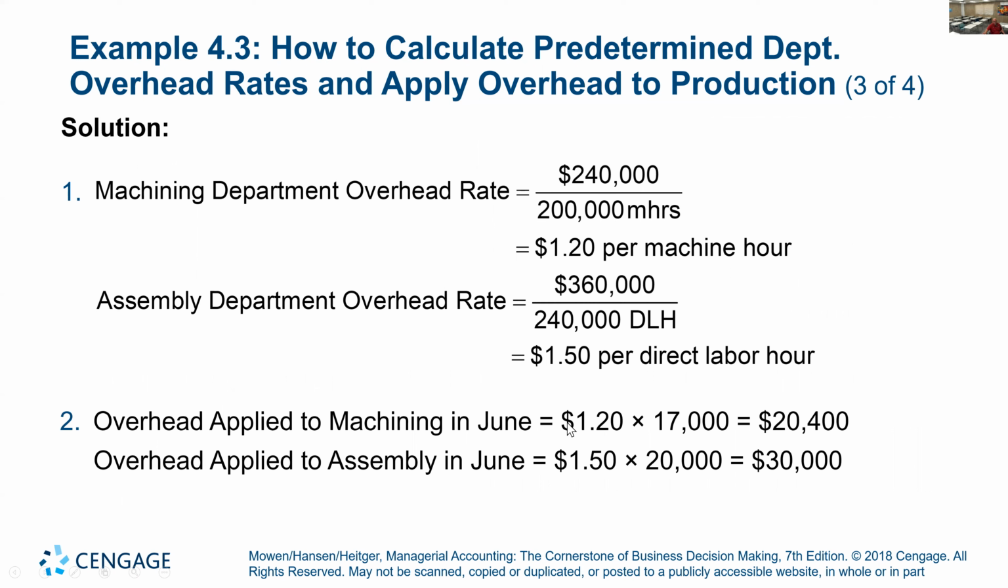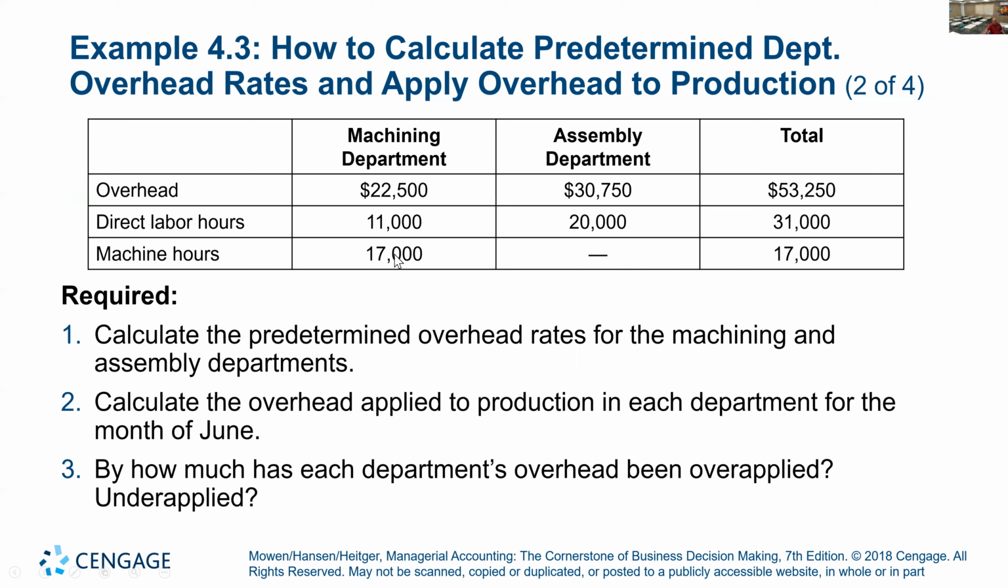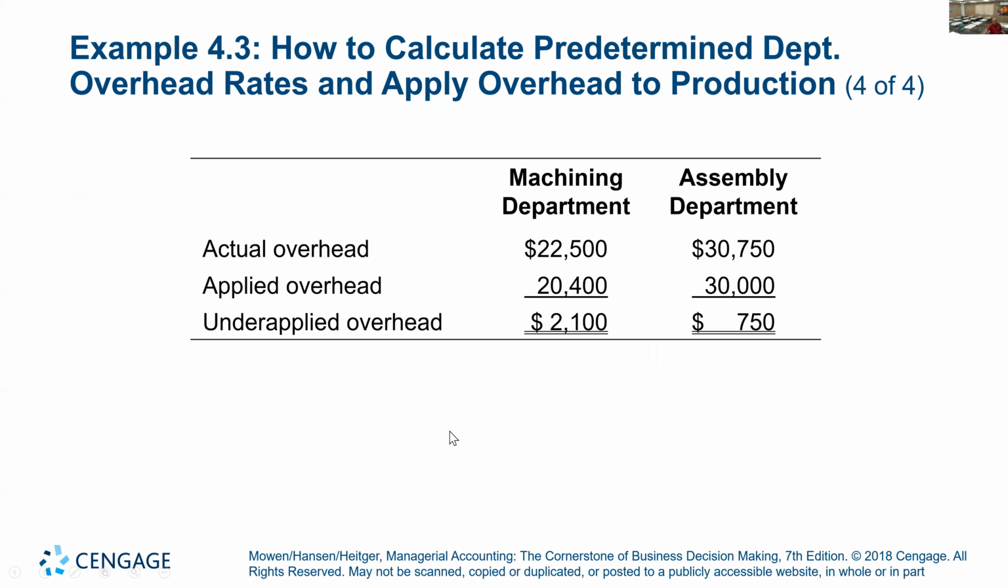So in June, we had $1.20 per machine hour multiplied by the 17,000 machine hours used, and $1.50 per labor hour multiplied by the actual 20,000 hours used, which was found here. At this point, we don't need to worry about the actual costs. We don't worry about the actual costs until the very end when we figure out if it was under or over applied. So we applied 20,400 to the machining department.